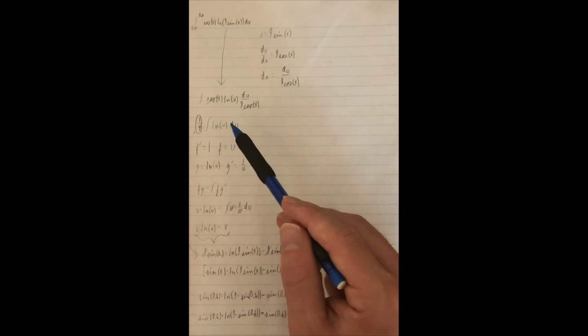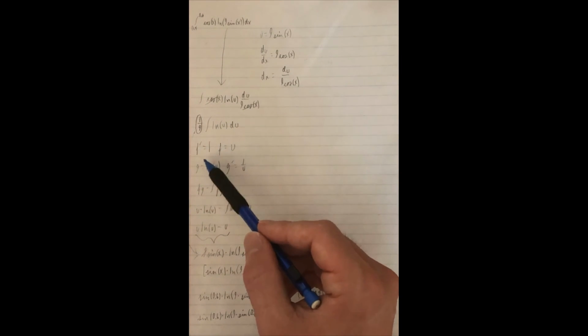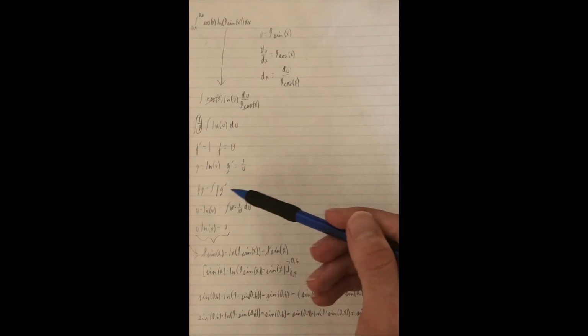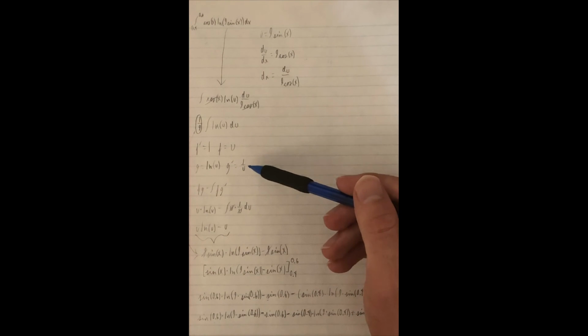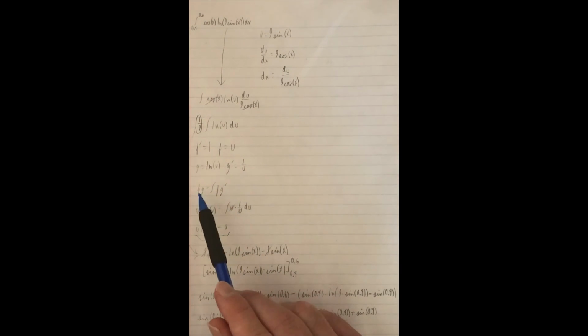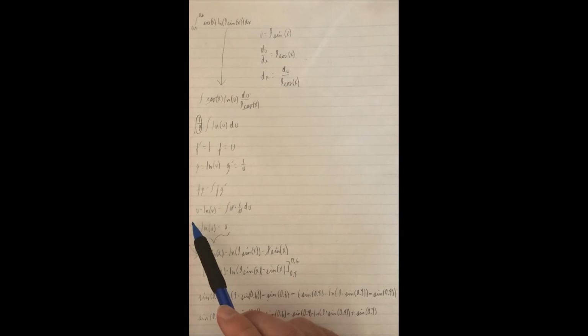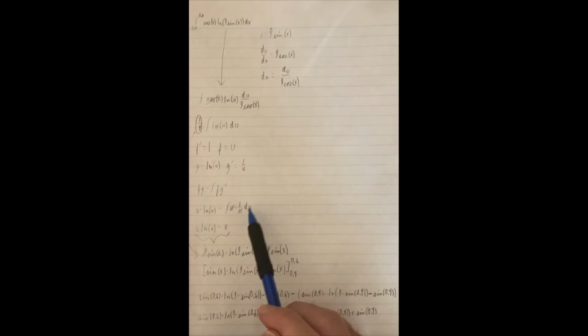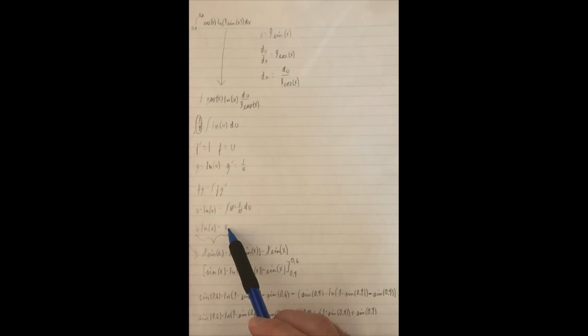So I'm left with the integral of ln of u. I need to do integration by parts. So I choose f prime to be 1, so f is u, and g to be ln of u, obviously, which means that g prime is 1 over u. So with the integration by parts formula, I can do u times ln of u minus the integral of u times 1 over u, which means the integral of just du, and that gives me u.